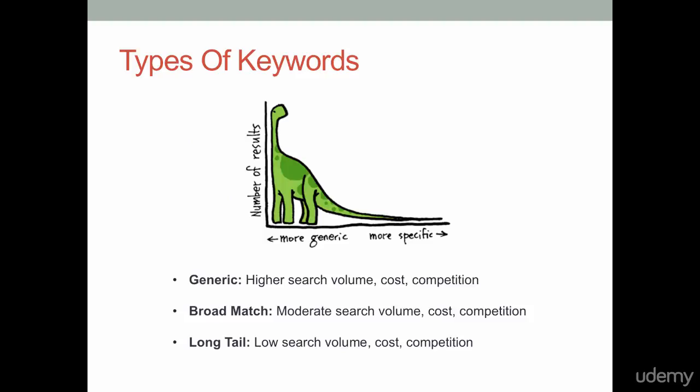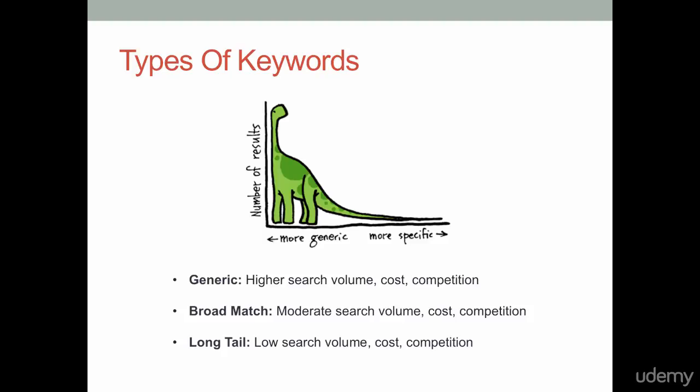Now I'm going to let my friend Mr. Dinosaur help to explain the difference between generic, broad match and long tail keywords. As you can see, the number of results on the left-hand side goes against more generic to more specific results. You'll start to understand perhaps why we call it long tail keywords. The generic ones represent the first part of the dinosaur, his head to his front feet, and you'll see that there's a huge number of results, and the results that it generates are much more generic.